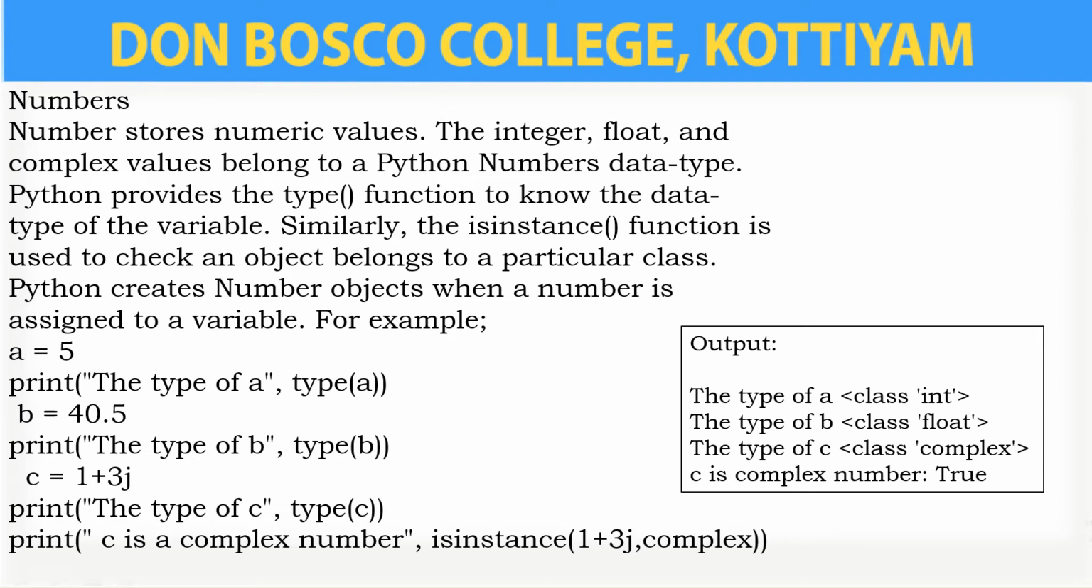That is, it will show which type a is. Likewise, for b is equal to 40.5 and c is equal to 1 plus 3j, it will display which data type these numbers belong to.